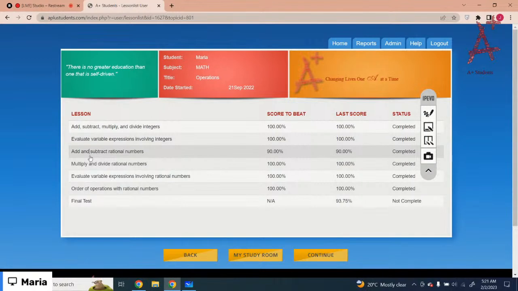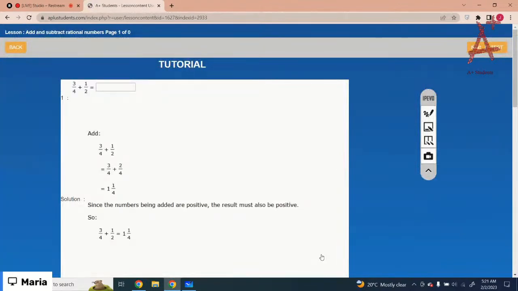Okay, the next one is add and subtract rational numbers. Let's just start with the next lesson, that is add and subtract rational numbers. So let's start with the first example. It is 3 over 4 plus 1 over 2. So we have to add the rational numbers. So first we have to make their denominators same. Got it?